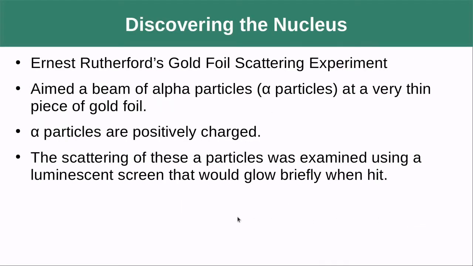The next experiment was by Ernest Rutherford, where he was focusing a beam of alpha particles, which are 2 protons and 2 neutrons together, at a piece of gold foil. He actually didn't know what alpha particles were made of, but he was going to shoot them at this gold foil. He did know that the alpha particles were positively charged. And then he started to look at the scattering. Where did these alpha particles go after they hit the gold foil?